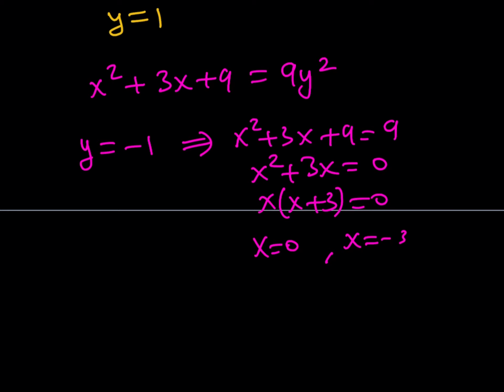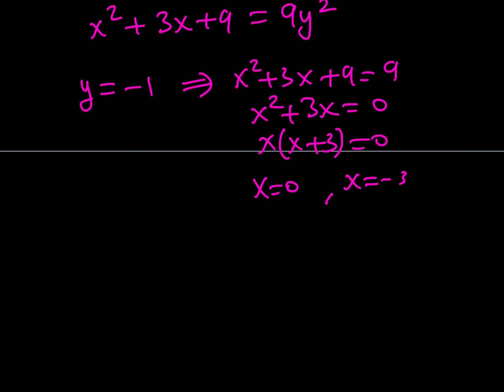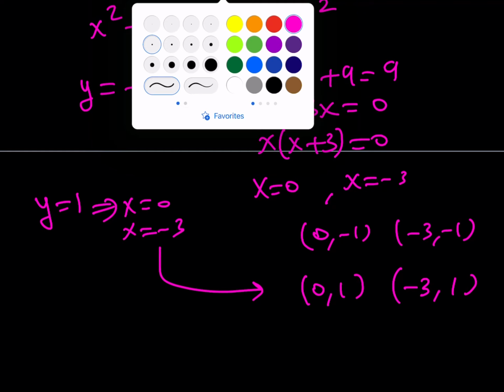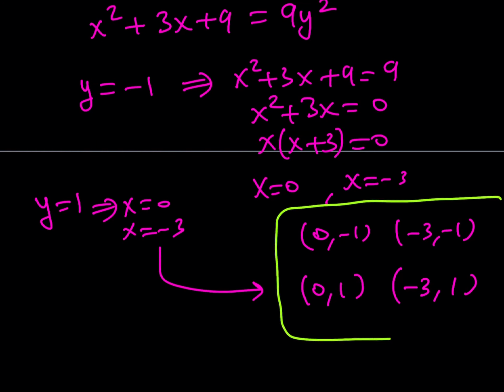So this gives you the ordered pairs, basically 0, -1 and -3, -1, okay? Awesome. What happens if y is equal to 1? You get the same thing. Okay, great. Because when you square it, it doesn't really matter. You get x equals 0 and x equals -3. And those give you the ordered pairs 0, 1 and -3, 1. So we have basically 4 solutions and they are all ordered pairs. These are going to be all the solutions.